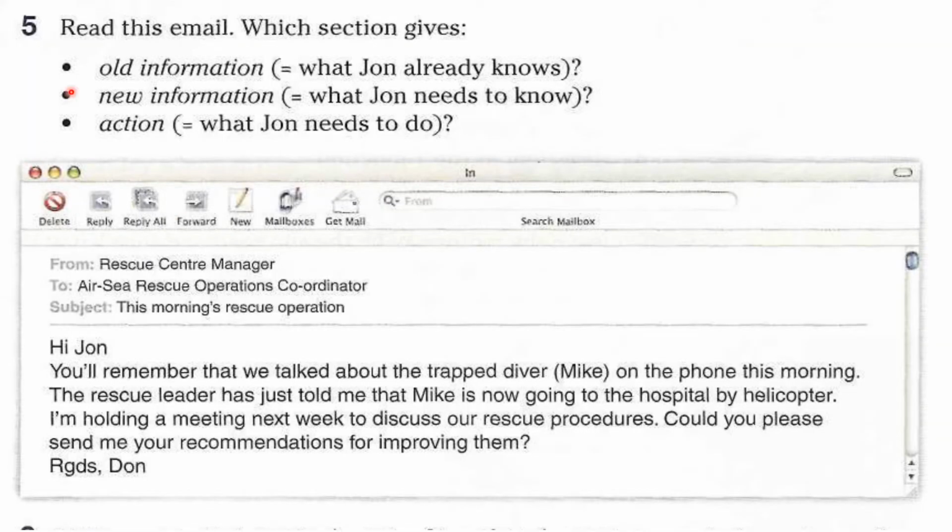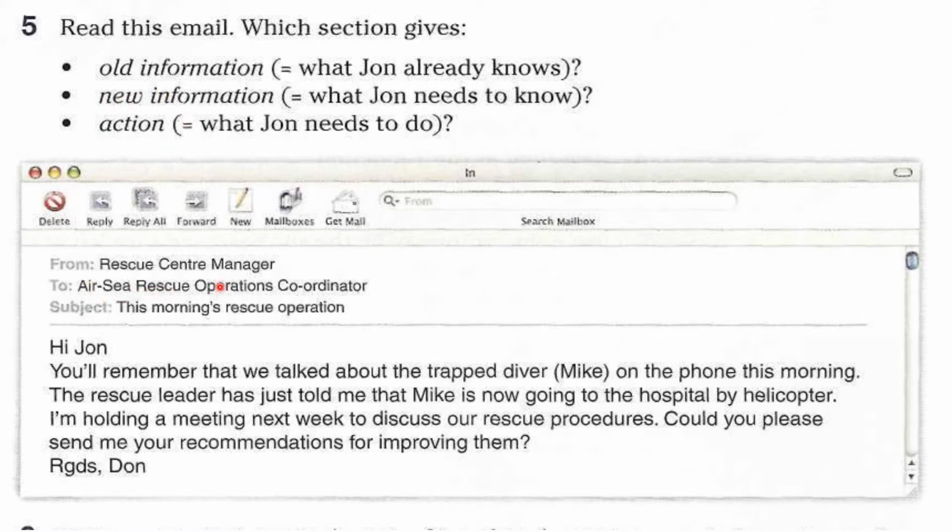Okay, now please let's move on to exercise number 5 on page 45. Read this email. Which section gives all the information? What John already knows, the new information, what John needs to know, and the action that he needs to do. Now, let's read the email first. Please think about these 3 points: old, new, and action.